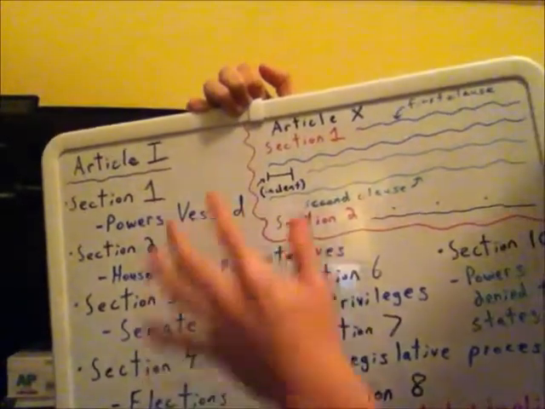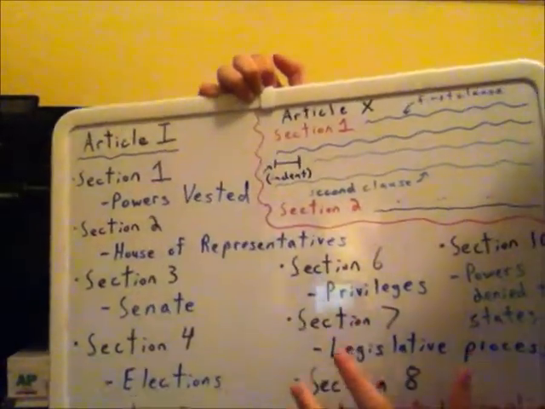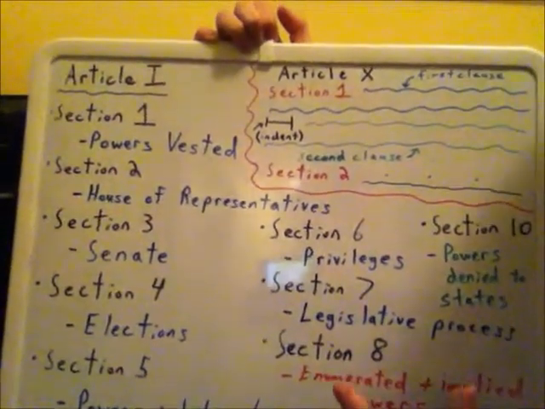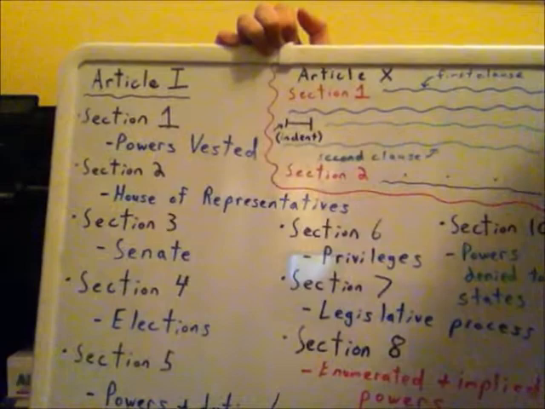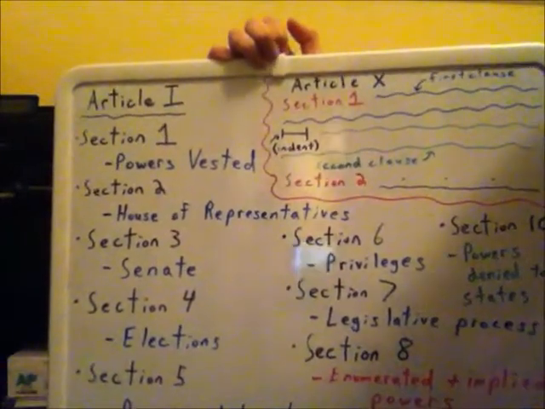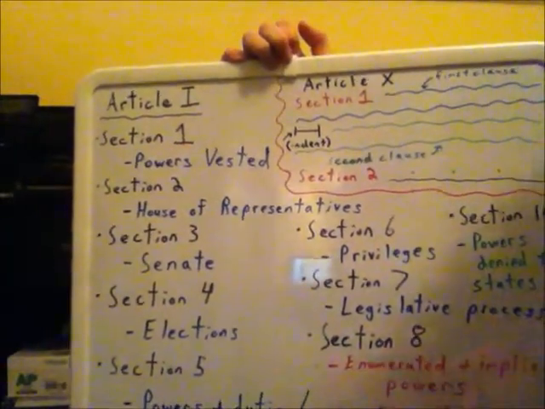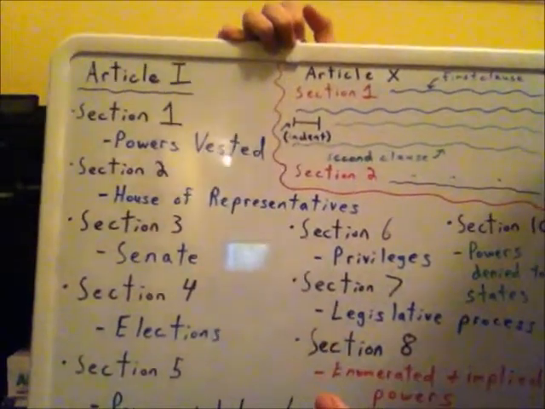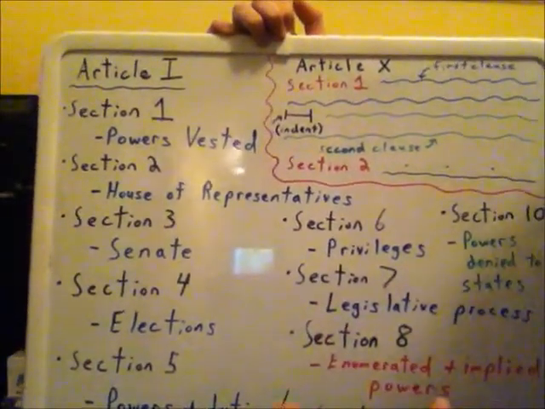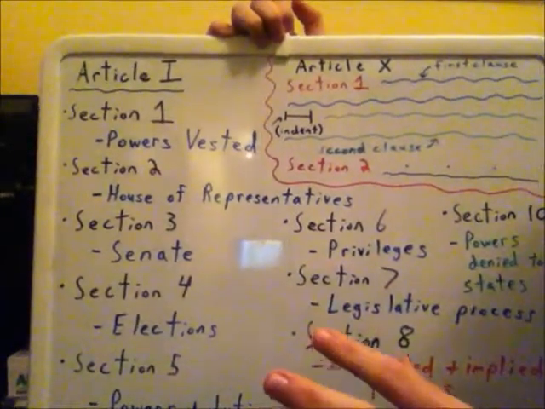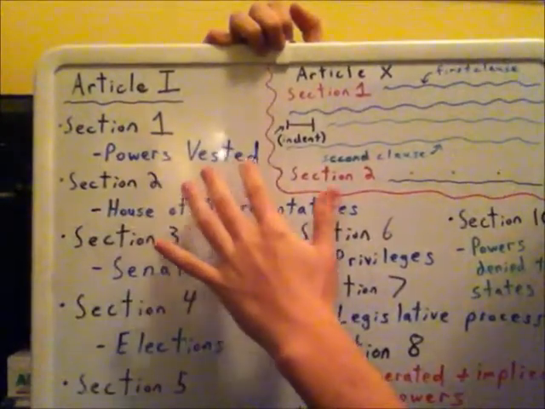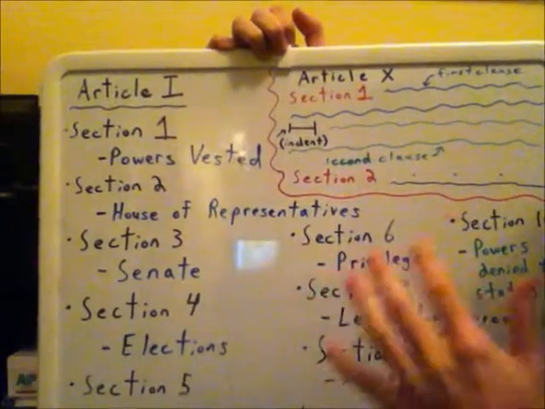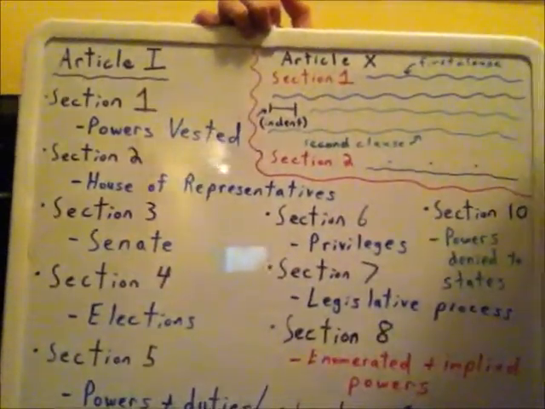So it's by far the largest portion of the Constitution because it puts in place the largest portion of the national government. This largest portion of the national government, the legislative branch, has by far the most power but also the most restrictions of all the branches. Section 1 deals with powers vested. It's basically establishing this bicameral legislature.